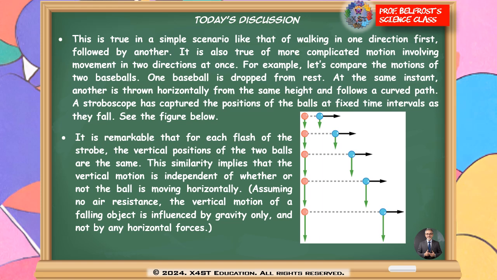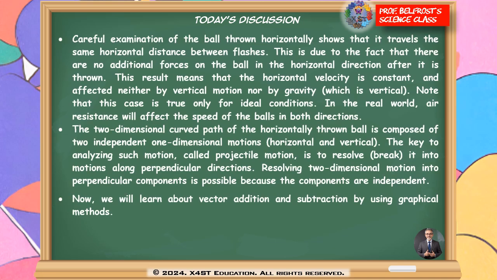But you need to take into account that this assumes there is no air resistance here, so the vertical motion of a falling object is only influenced by gravity, not by the horizontal force. So this is very important: no air resistance.